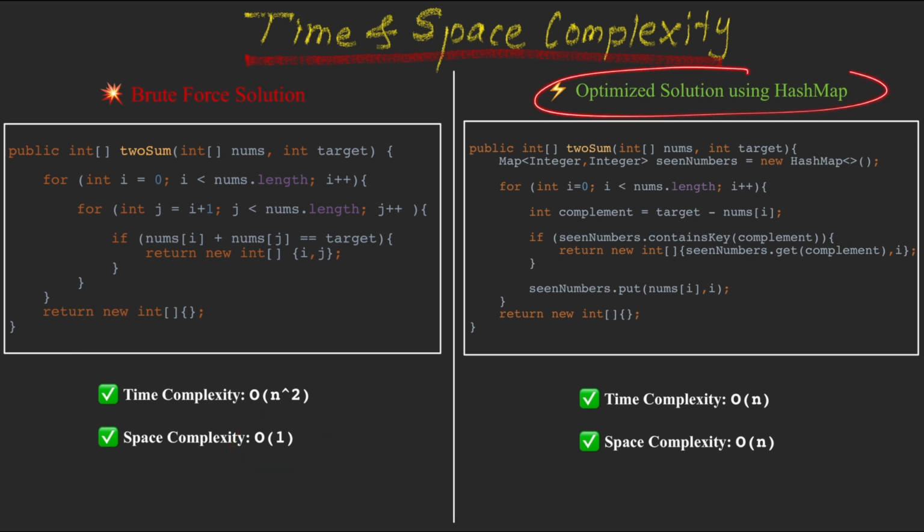In the optimal solution, we go through the array just once and each map operation is lightning fast with O(1) time complexity. So overall time complexity is O(n), linear time. The trade-off is that we are using extra memory to store our hash map. In the worst case, we might store almost all the numbers from the list. So our space complexity is also O(n). It is a small price to pay for such a huge gain in speed.